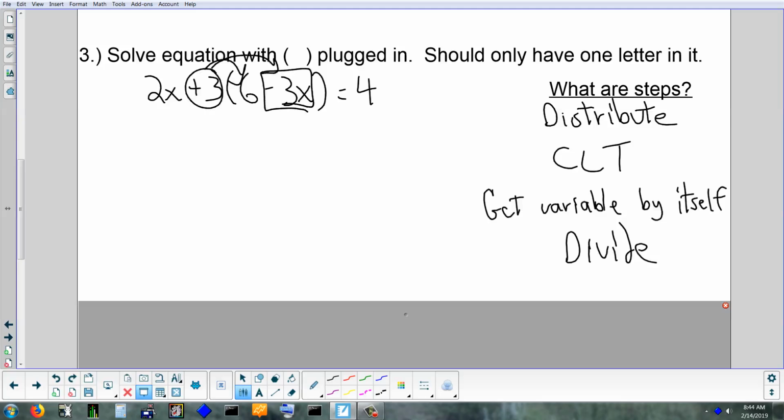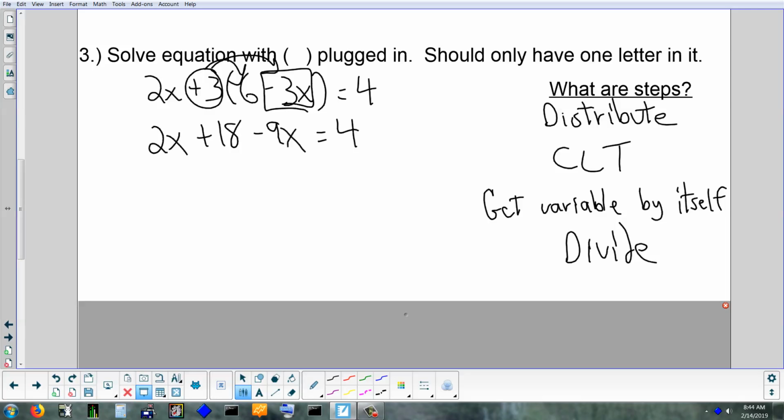Positive or negative? Positive 18 and negative 9x. Everything else is going to come down. So I just did a distribute part. Ryan, what step am I on now? I just distributed. What am I going to do now? I just distributed, Ryan.